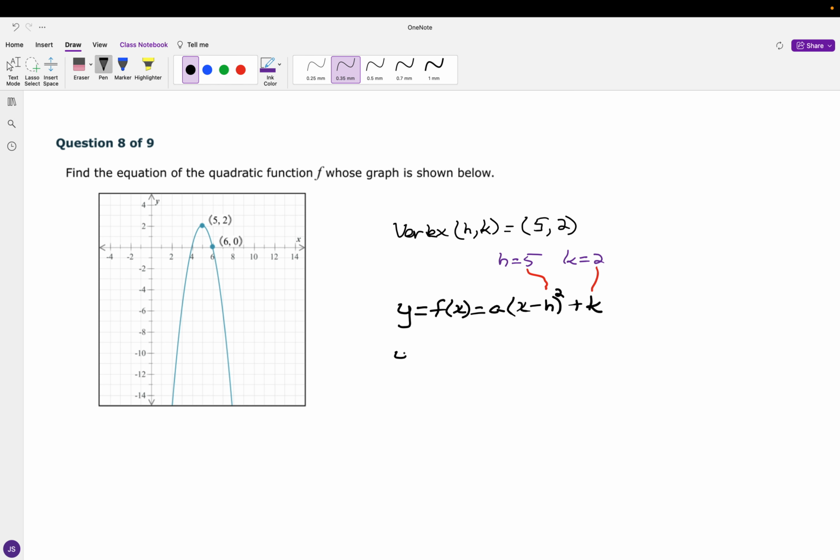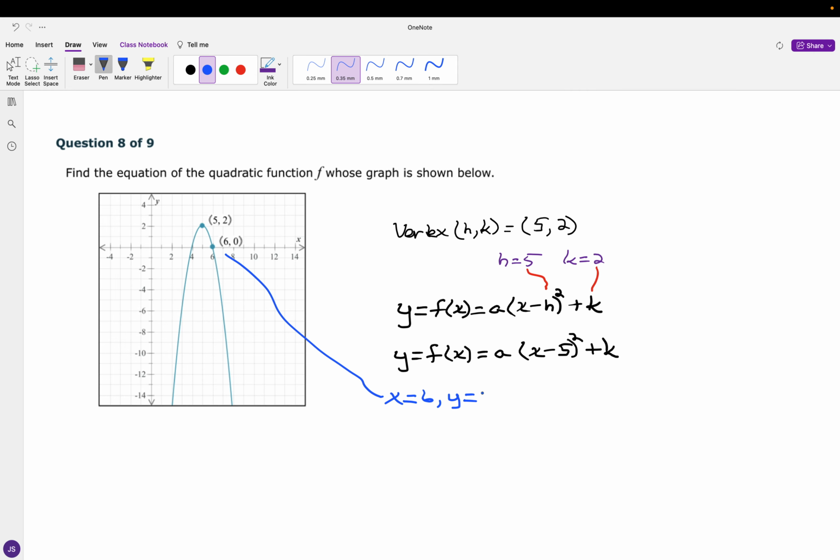If I plug in 5 for h and 2 for k, at the moment you have y is equal to f of x is equal to a times the square of x minus 5, followed by the addition of k. To get to what will represent a, we can use the other point that we have specified, and that's going to be the x-intercept (6, 0). So we have that x is equal to 6 whenever y is equal to 0.